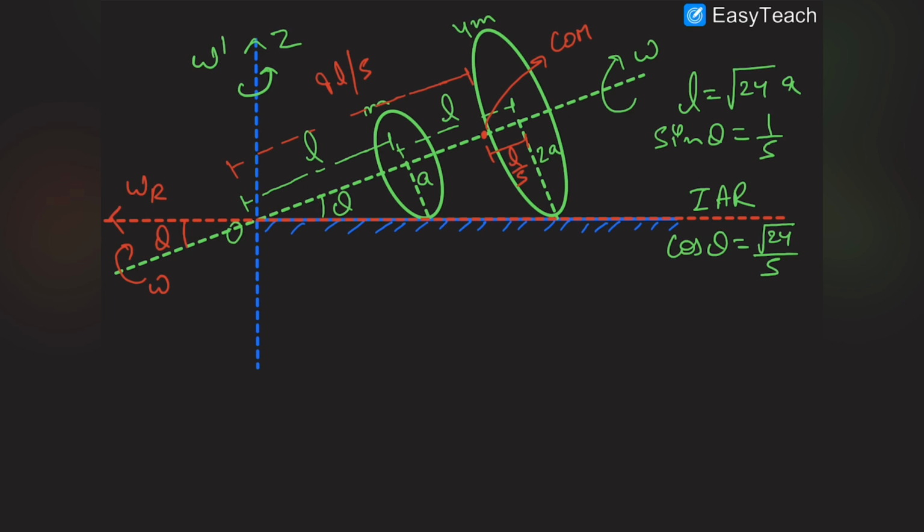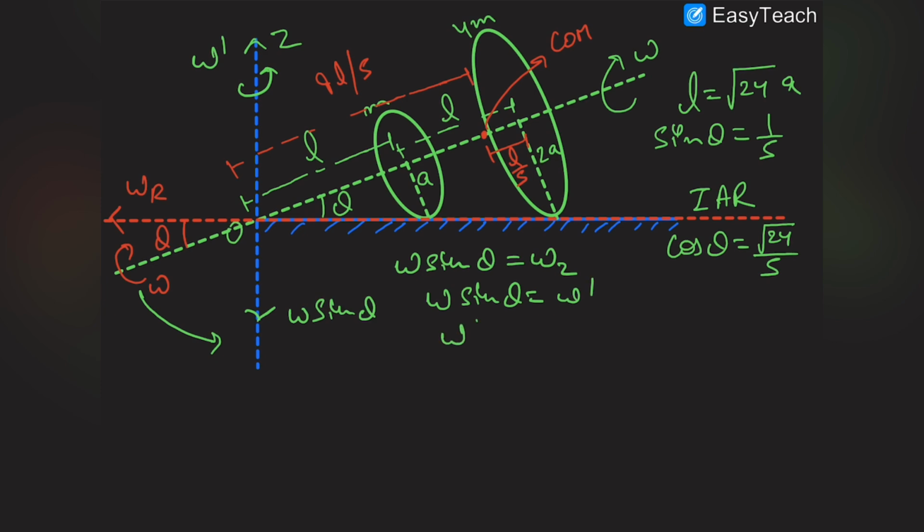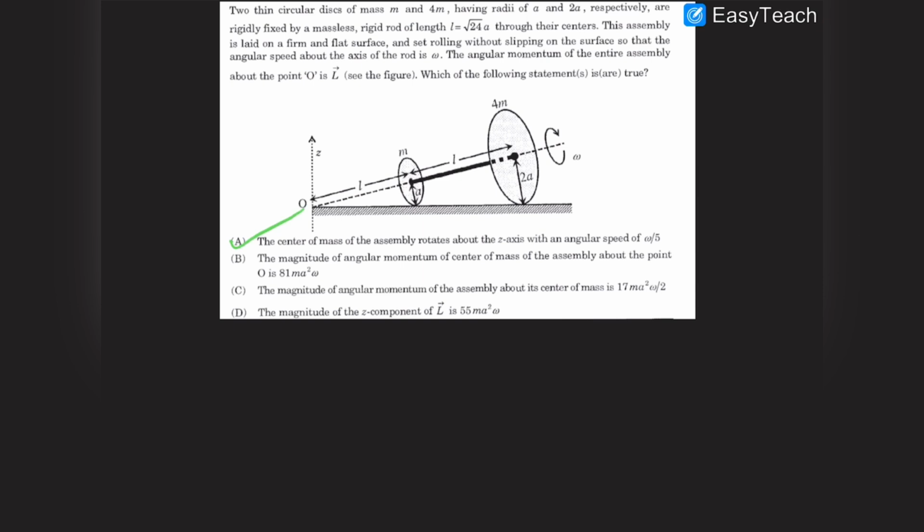So I can say that the component of this omega about this line is omega sine theta, and omega sine theta will be the z component of this velocity, and it would be cancelling out this one. So omega dash will also be equal to omega sine theta, and therefore omega dash can be seen as omega by 5, because the value of sine theta is 1 by 5. So this option A is the correct one.